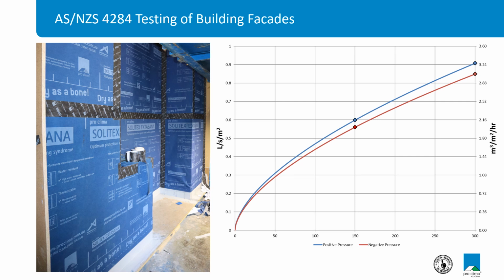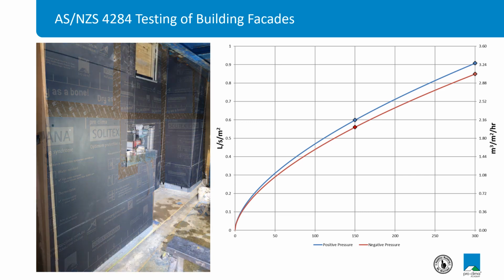So the question is, what happens at 50 pascals? Because that's when we're interested in the standardized blower door pressure. And if we correlate this back to 50 pascals, what we actually get is roughly 1 permeability, so 1 metre cubed per metre squared per hour.